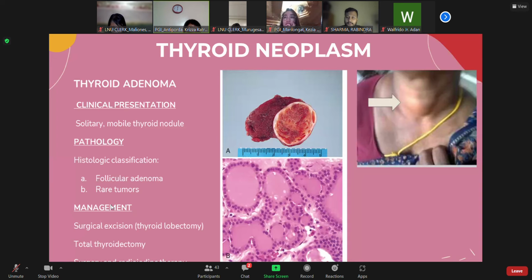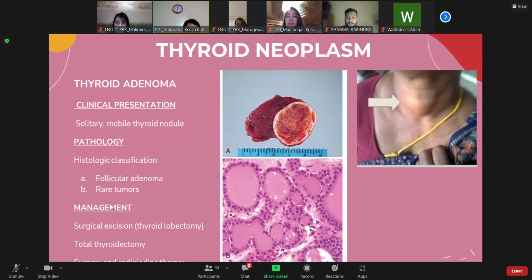Next, let's discuss the pathology of this thyroid adenoma. As you can see in picture A, grossly this is a solitary, well-circumscribed nodule. The classic adenoma is fleshy, pale, with areas of necrosis, hemorrhage, and cystic change. In picture B, the photomicrograph shows well-differentiated follicles resembling normal thyroid parenchyma. Thyroid adenoma has a histological classification of follicular adenoma and rare tumors. Follicular adenoma is the most benign thyroid lesion. It has characteristics of excess cellularity and mitotic figures or necrotic foci.